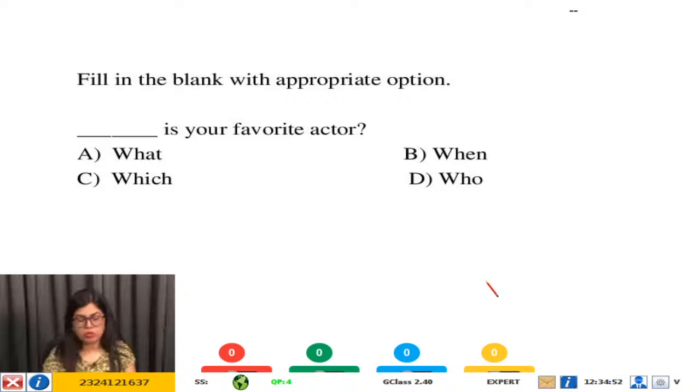Okay, students, your time is up. And the correct answer here is, who is your favorite actor? Okay, so now let us move on to the next part.